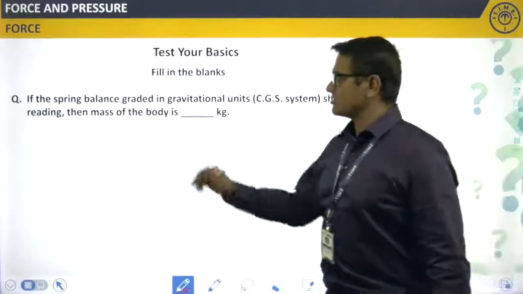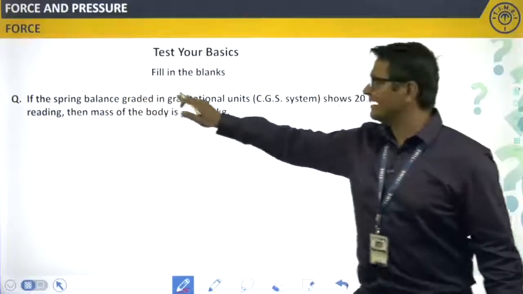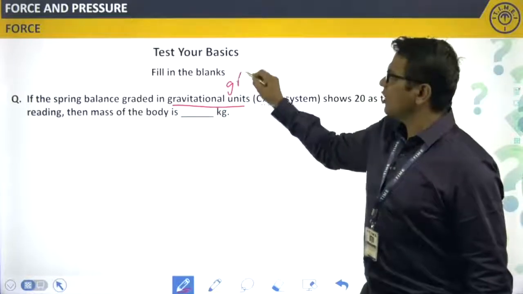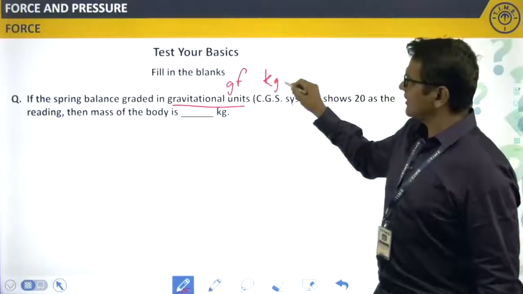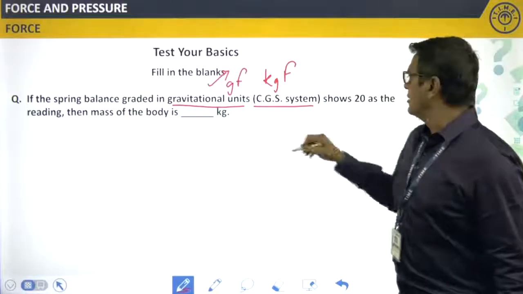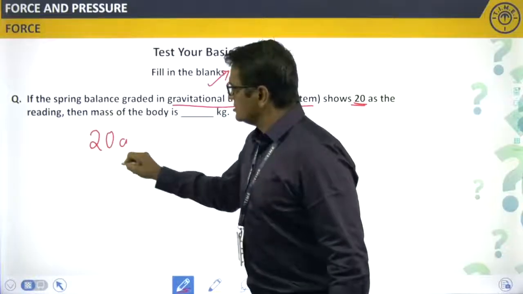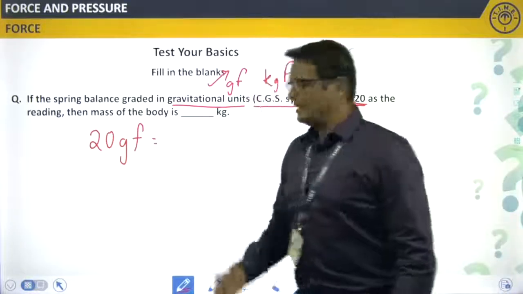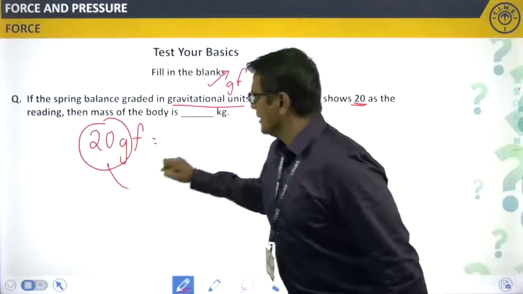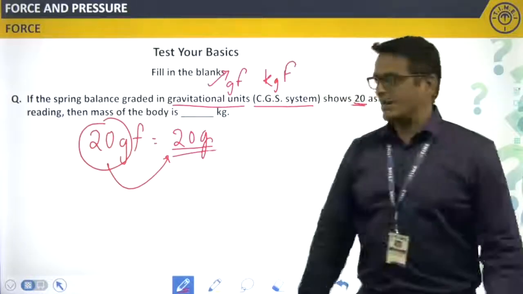Let's see the first type of questions. Fill in the blanks. Here, the first question is, if the spring balance is graded in gravitational unit, what is the gravitational unit? GF or KGF, right? CGS system, so it is GF. It shows 20, that means the reading is showing 20 GF, 20 gravitational force. So the mass of the body is nothing but 20 grams, right? The mass of the body is 20 grams.